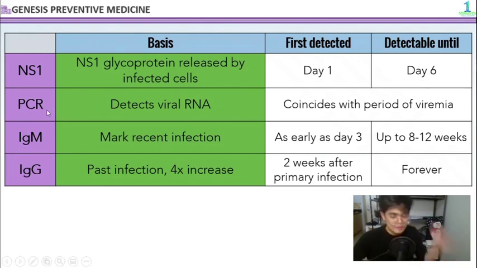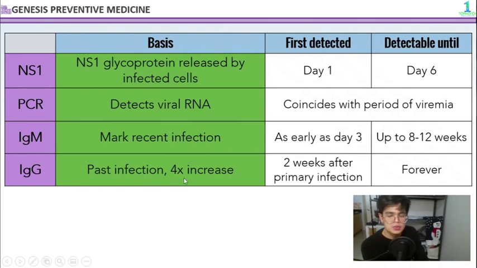Okay, RT-PCR, real-time polymerase chain reaction, detects viral RNA. And PCR levels, the quantitative levels, coincide with the period of viremia. If there is a lot of the virus in the bloodstream, then the PCR yield is higher. So it coincides with the period of viremia. As long as there are viruses to be seen in the blood, PCR will detect them and will be able to quantify them. IgM, a marker of recent infection, and IgG, a marker of past infection.